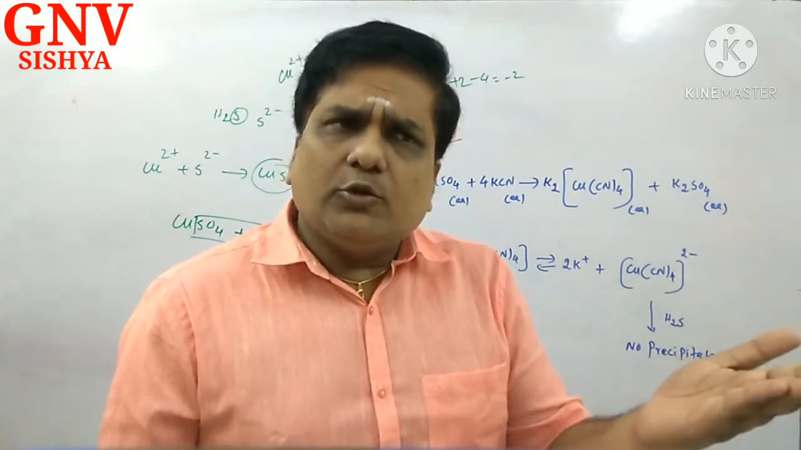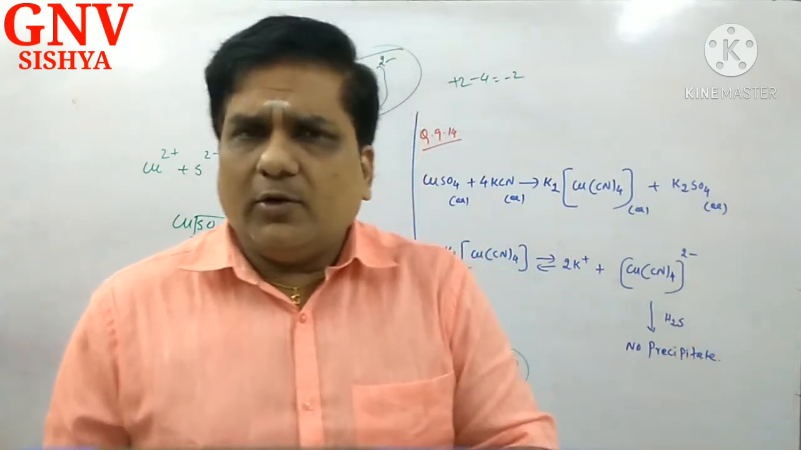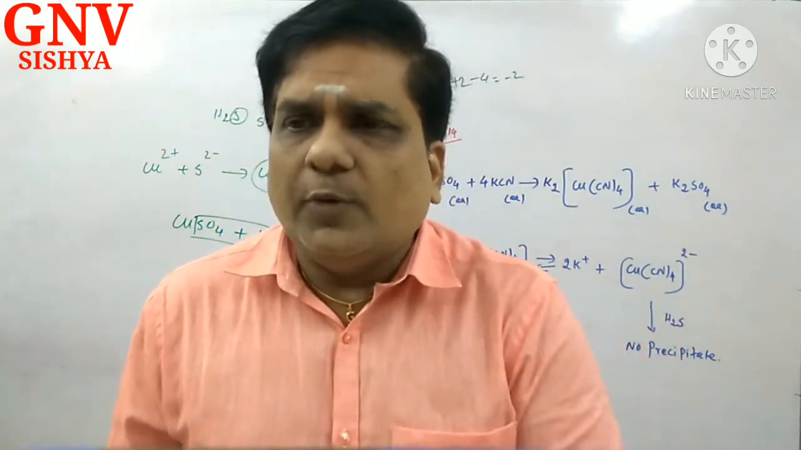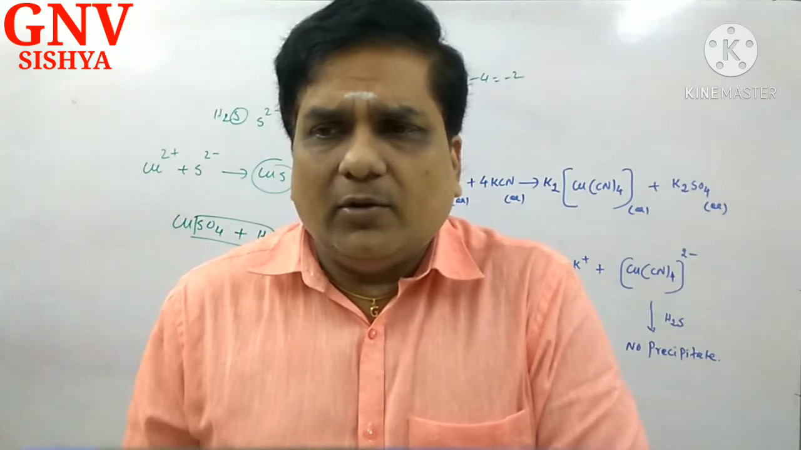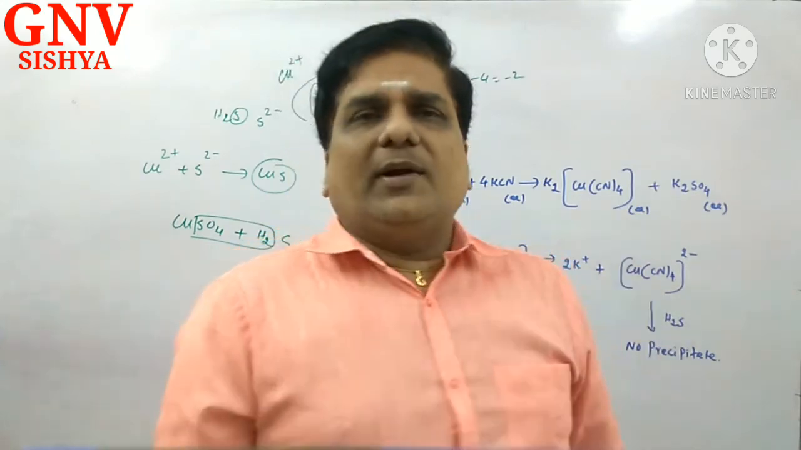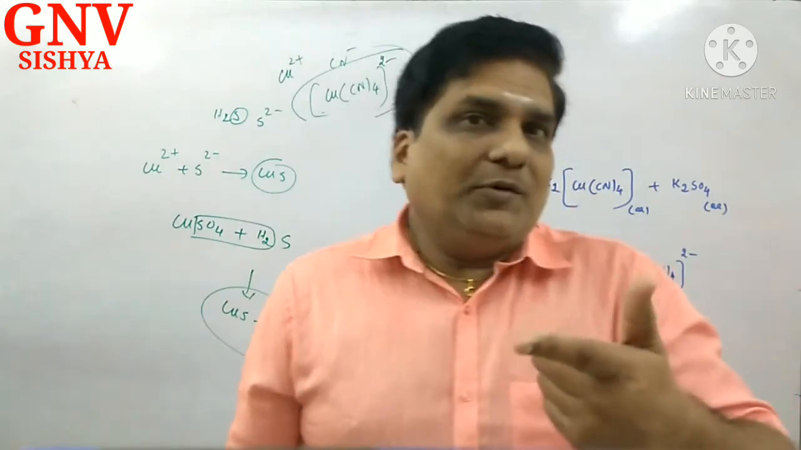Very simple. First group lead, Pb2+. Hydrochloric acid contains Cl- ion. Pb and Cl, you get PbCl2. PbCl2 is lead dichloride or lead chloride, which is white in color, a white precipitate, insoluble in water. That's how you have to answer.